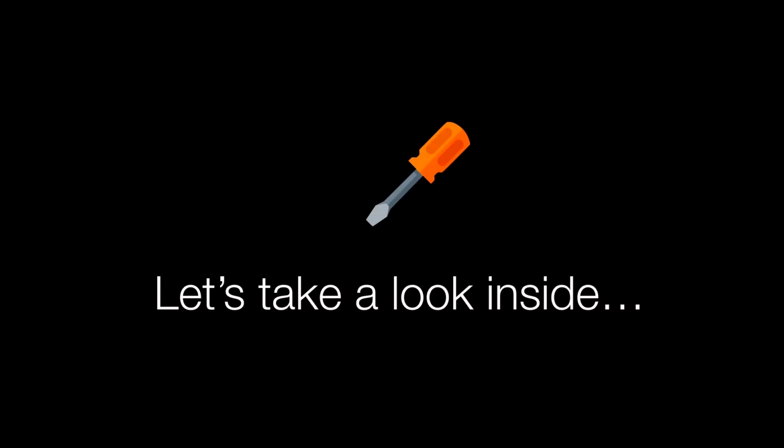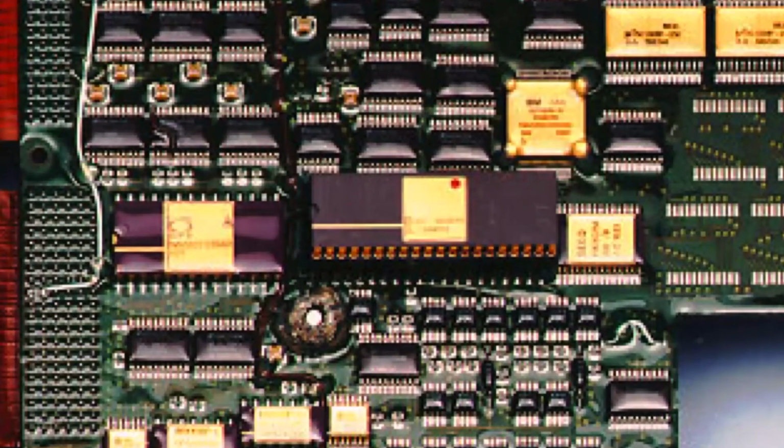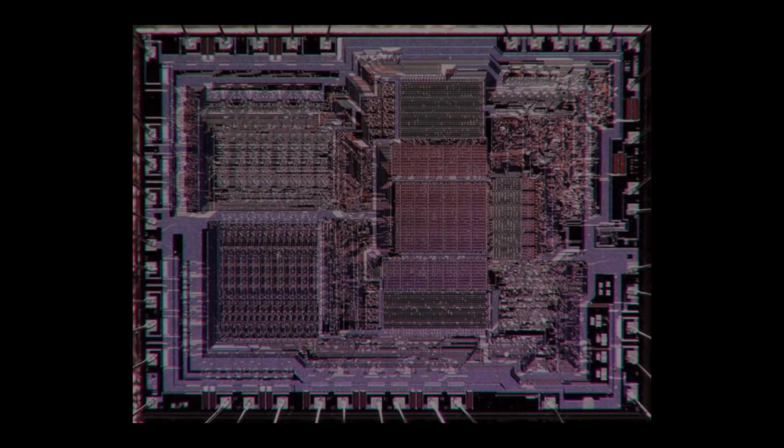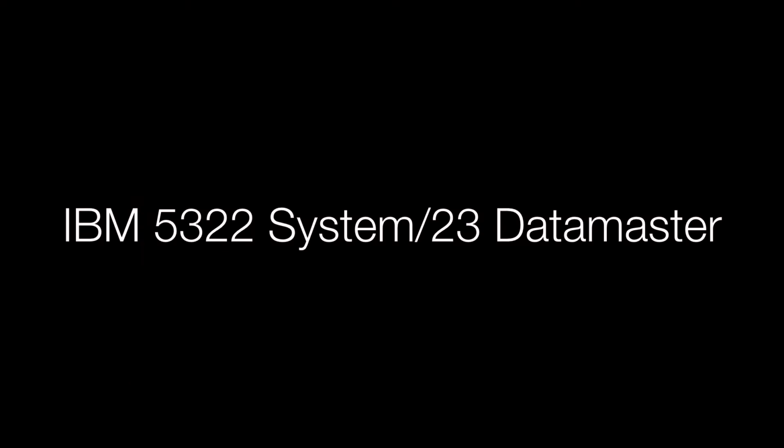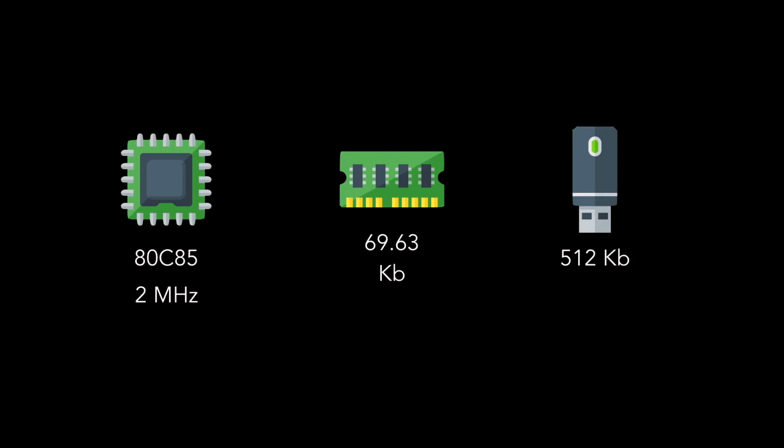But we want to know what kind of CPU this thing ran. So let's take a look inside. This is all of the rover's circuitry, and if we zoom in, that is what the CPU looked like. And it's an 80C85, similar to commercial models that would look like this inside, and popular in things like the IBM Data Master from the 1970s, or the IBM PC XT, which some of you might remember from the early 1980s, that ran the very popular Intel 8088 chip and looked like this. But the 80C85 ran at only 2 megahertz. It had only about 70k of RAM and 512 kilobytes of storage.